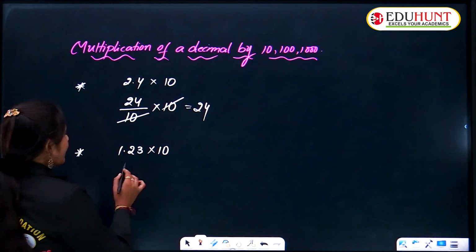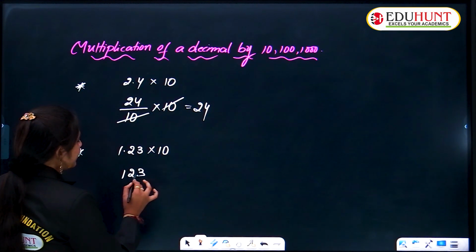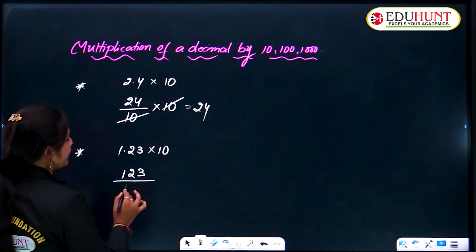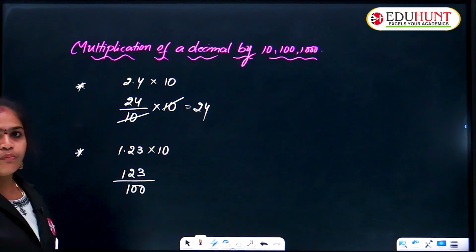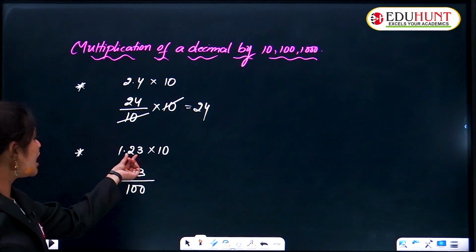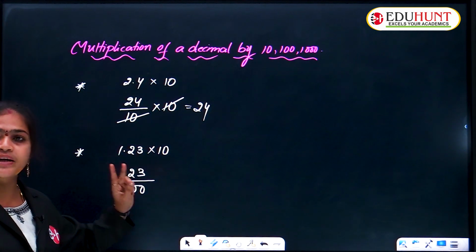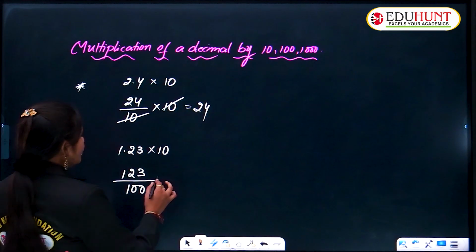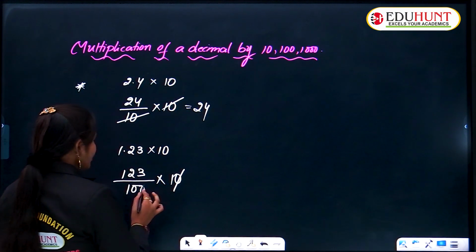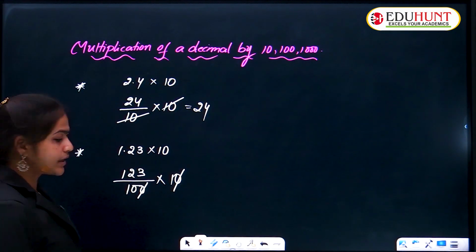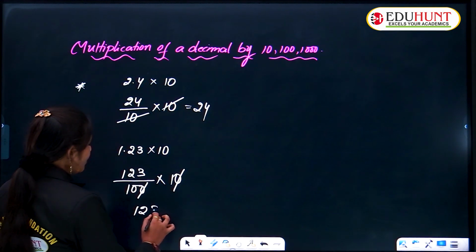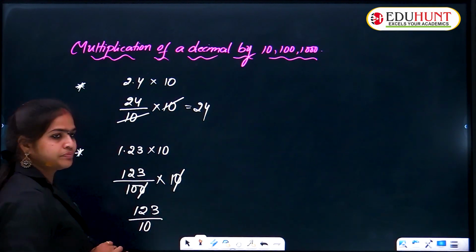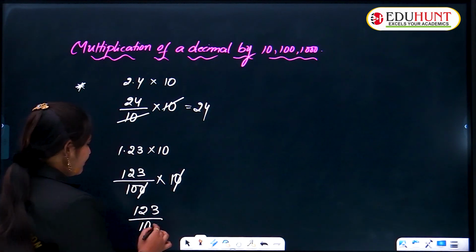1.23 into 10. Now 1.23 can be written as 123 by 100. Why? Because how many decimal places are there? Here 2 decimal places are there. That's why you have to keep 2 zeros in the denominator. Into 10, 1 zero gets cancelled. The leftover is 1 zero, so 123 by 10.